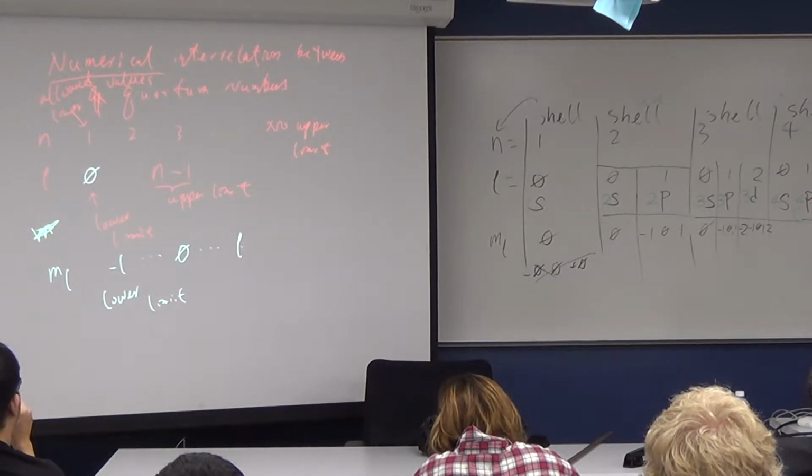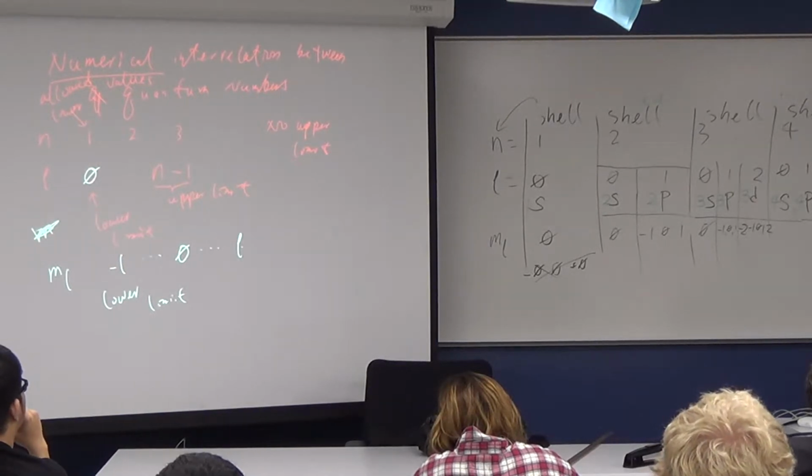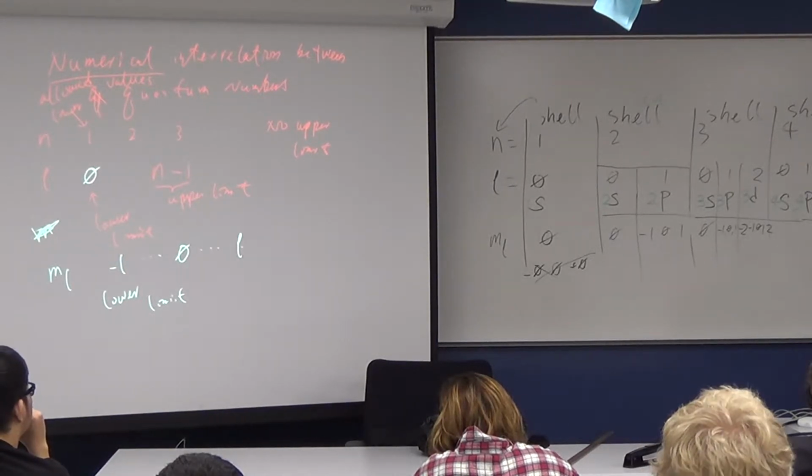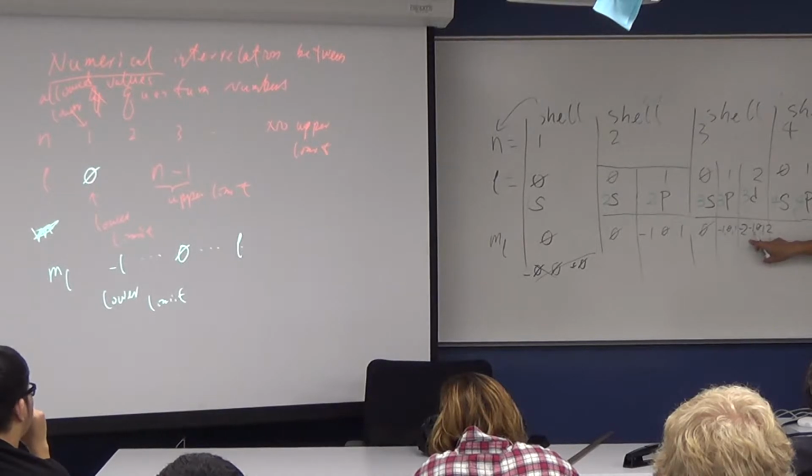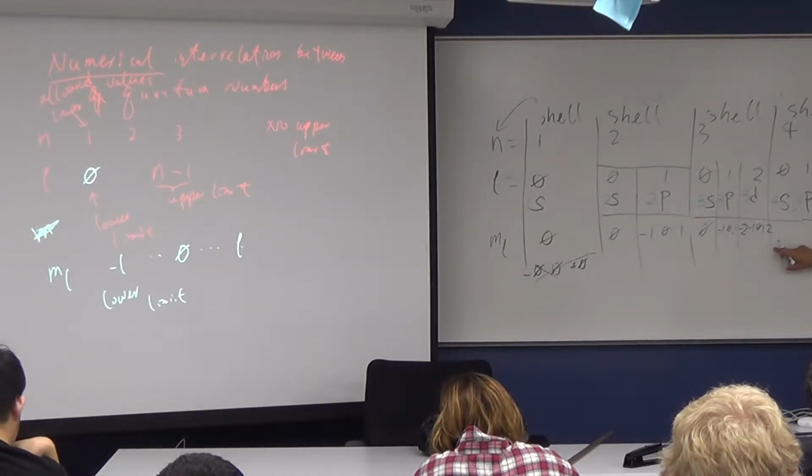You already know what D is. D means L is 2. If L is 2, then ML is negative 2. Let's see here. Negative 1, 0, plus 1, and plus 2.